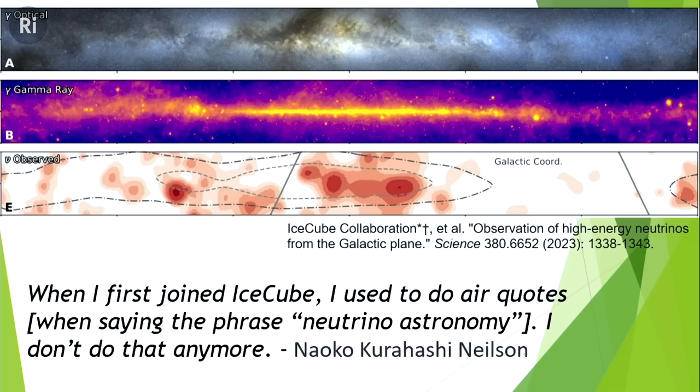And this is what the astronomer, her name is Naoko Kurahashi Nielsen from Drexel University, said: that when she first became a neutrino physicist, she always used to make these quotes when she said neutrino astronomy. She says she doesn't do that anymore because now, this is the very beginning of a brand new branch of neutrino astronomy that does not involve light anymore. And there are some distinct advantages that I'm going to get to in just a few minutes.